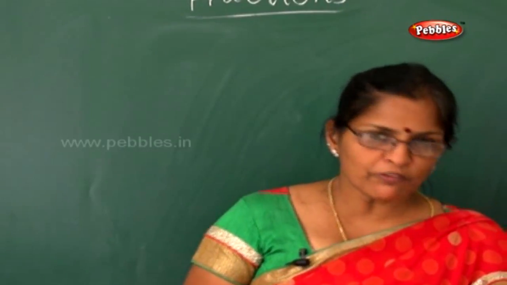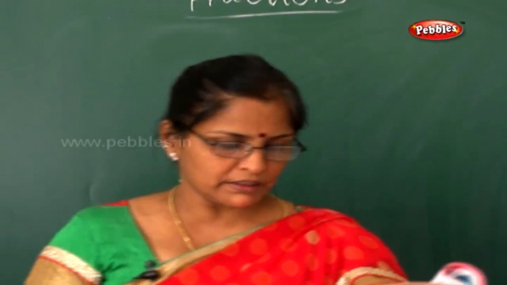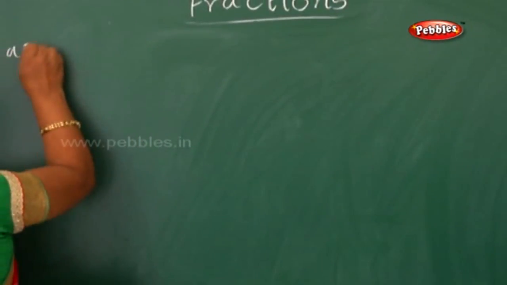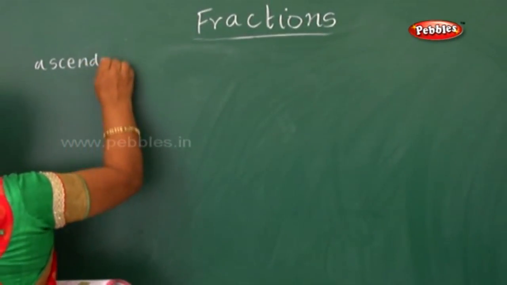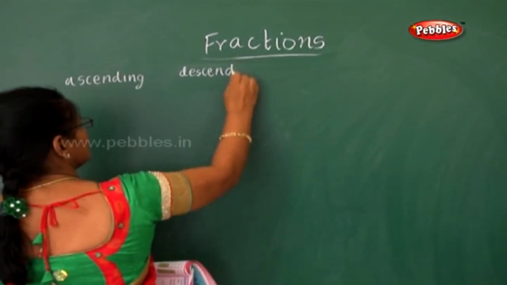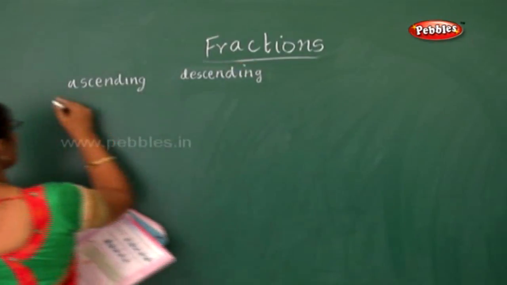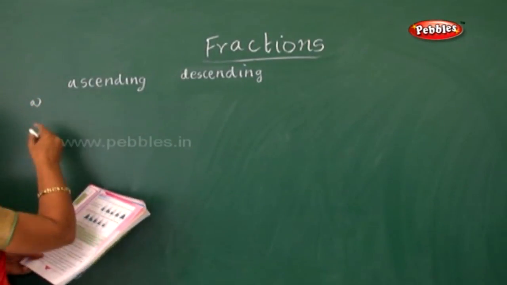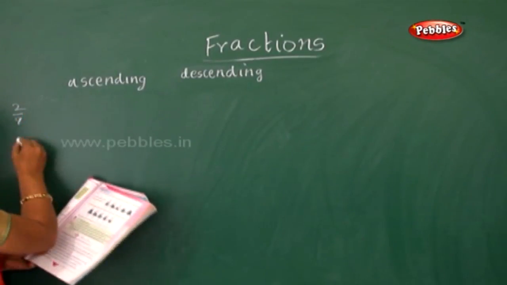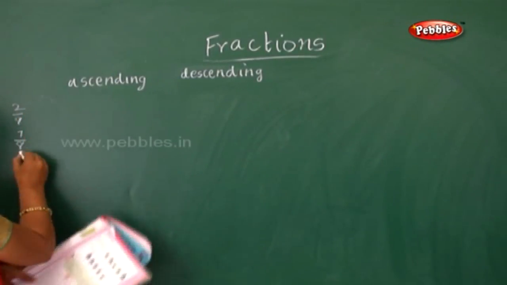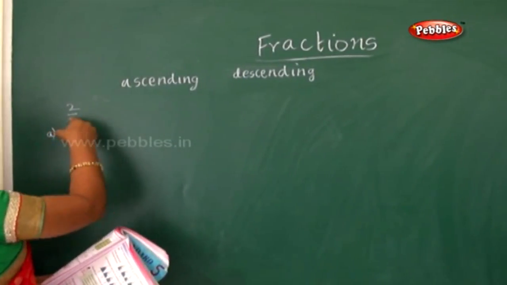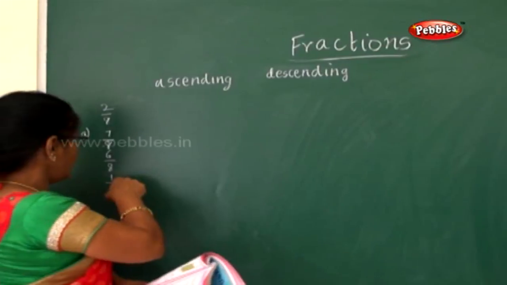See the next one, we will go on with sums given in practice time. See, the first sum is: write in ascending order and descending order. This is the first sum given in your book. Ascending order and descending order. See, 2 by 8, 7 by 8, 6 by 8 and 1 by 8. So this is the sum given.